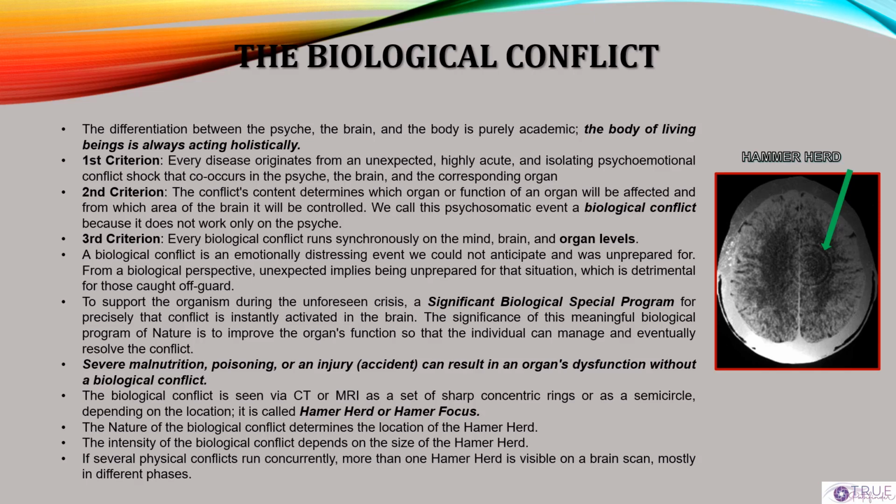They are known, as mentioned, as hammerheads or hammer focus. The nature of the biological conflict determines the location of these concentric rings, the hammerheads, and the intensity of the biological conflict depends on the size of the hammerhead. If several physical conflicts run concurrently, more than one hammerhead can be seen on the brain scan, mostly in different phases.